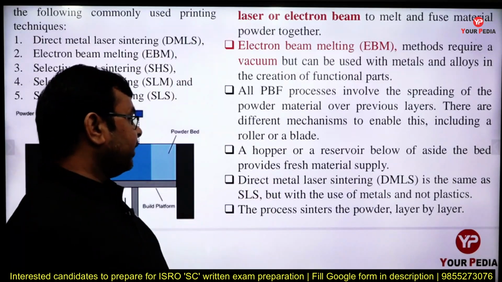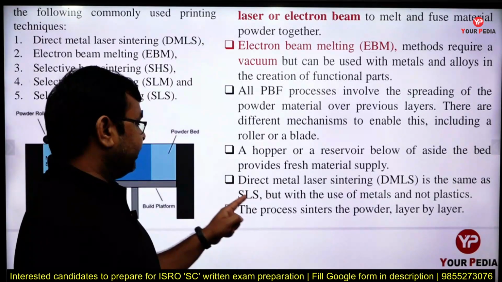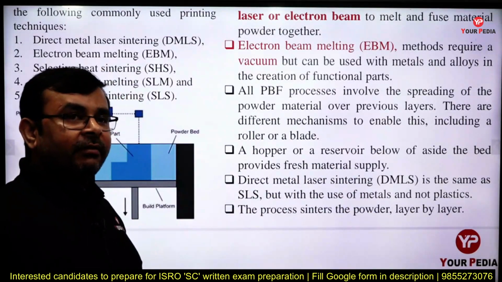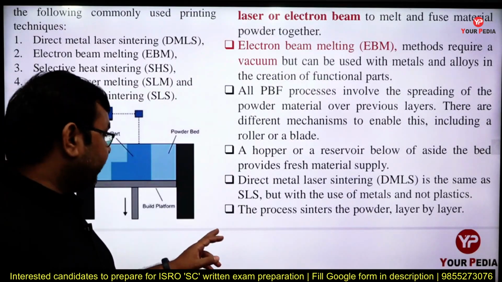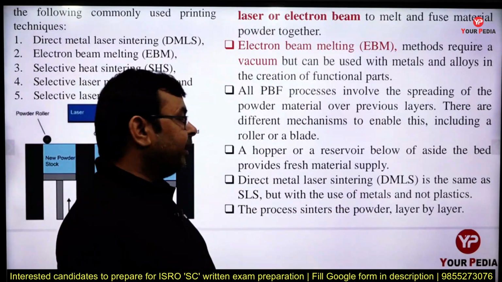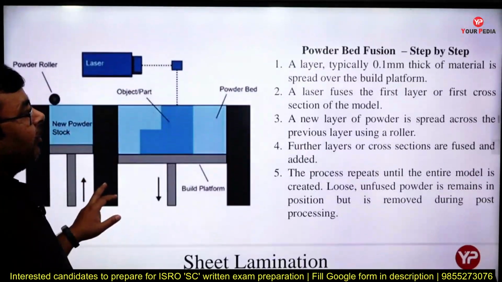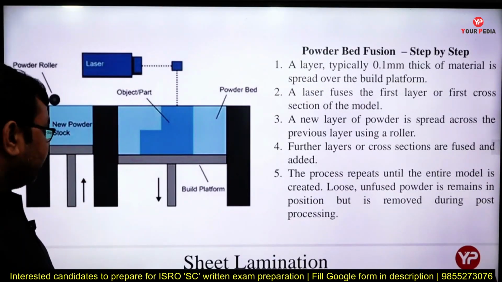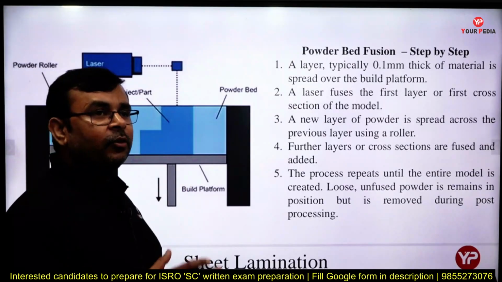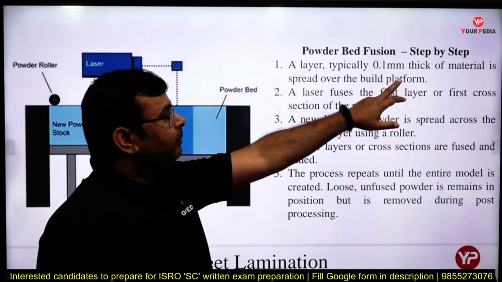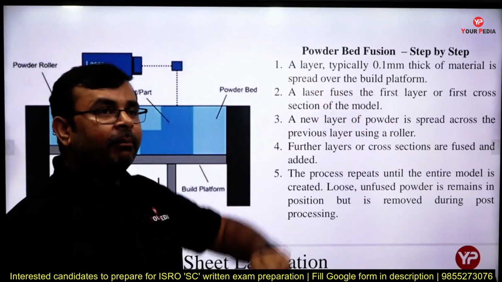Direct metal laser sintering, DMLS, is the same as SLS, but with the use of metals and not plastic. Here we use metals, not plastic, correct, and the process sinters the powder layer by layer. Is it clear? So, this is all about the powder bed fusion process, and if we see the steps we can perform to make any component, a layer typically 0.1 mm thick of the material is spread over the build platform.